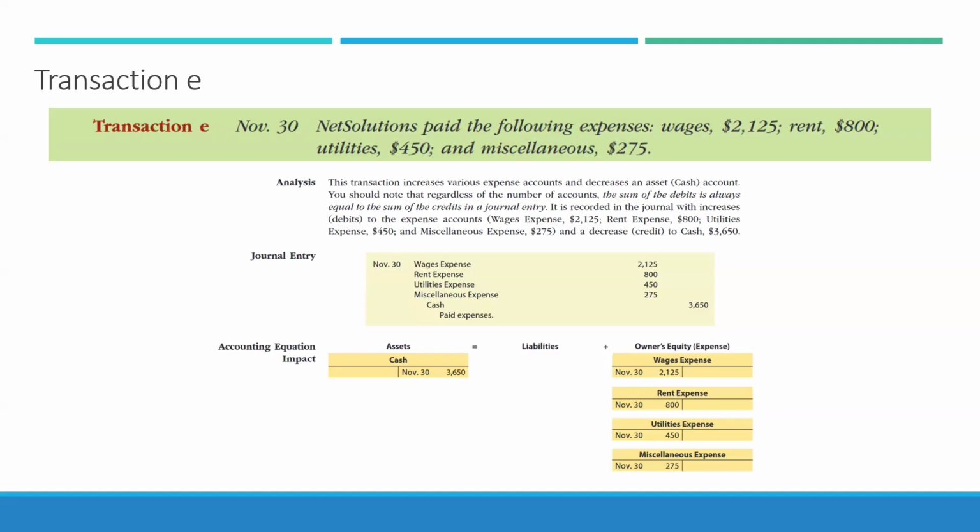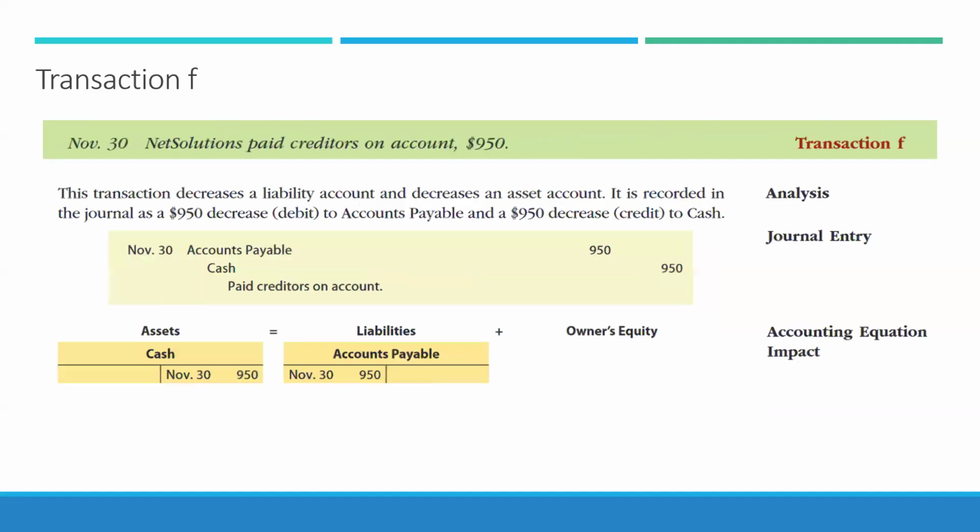expense of $275. Cash is credited for $36.50. Does that make sense? So here we've dealt with 5 accounts, but do we still balance? We still balance. It's crucial we balance at the end of each transaction.